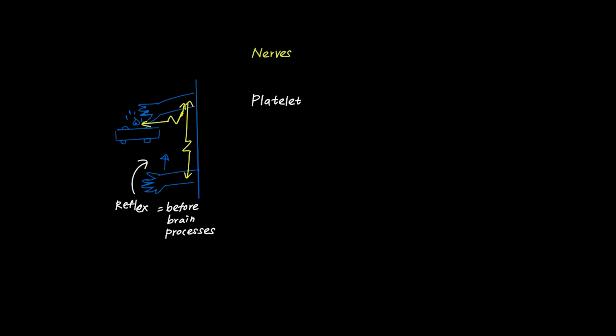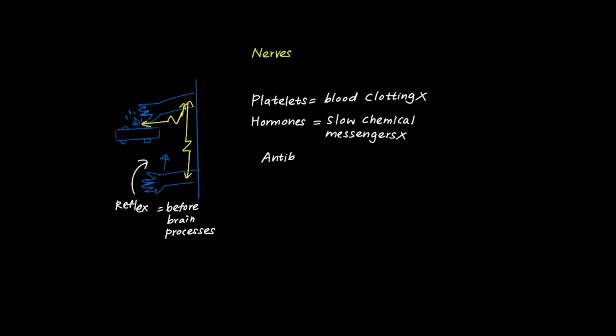Platelets are blood cell fragments that help with clotting when you're injured. Hormones are chemical messengers that travel through blood. They work slowly compared to nerves. Antibodies are immune proteins that fight infections. None of these carry rapid electrical signals like nerves do.